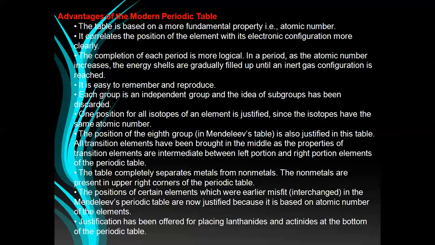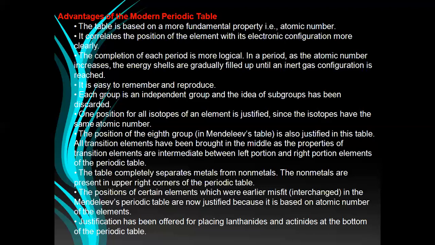The next one is, what is this? In Mendeleev's periodic table there was no proper place for isotopes, but the modern periodic table has a position for the isotopes. So Mendeleev's periodic table is justified in the modern periodic table. Same for the hydrogen element. The hydrogen element has a specific place in the modern periodic table. This is also justified in Mendeleev's periodic table.